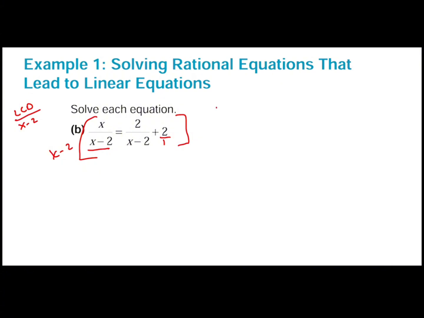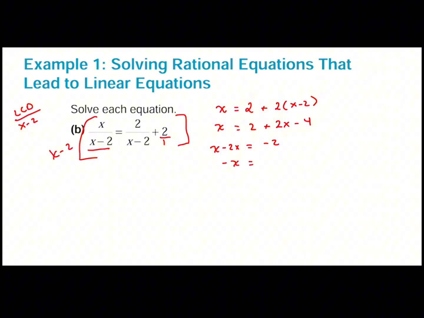So we will end up with x is equal to 2 plus 2 times what? x minus 2. Now we have x is equal to 2 plus 2x minus what? 4. All right? Therefore, I'm going to have x minus 2x is equal to negative 2. So I'm going to get what? I'm going to get negative x is equal to negative 2. So x is equal to 2.